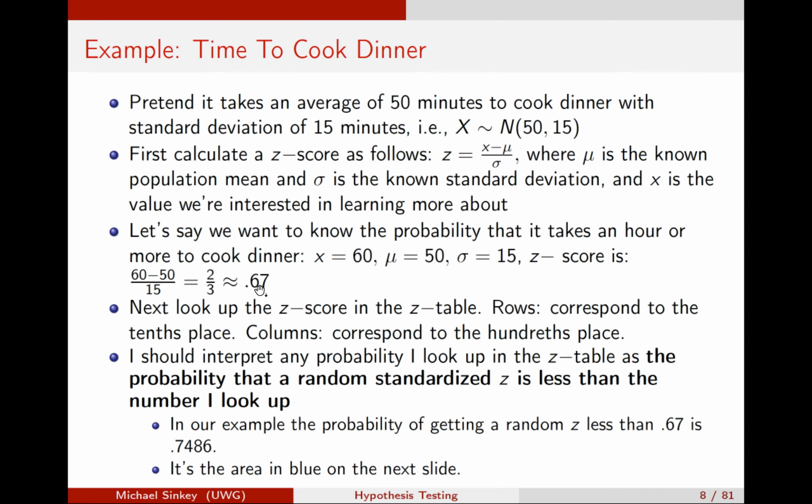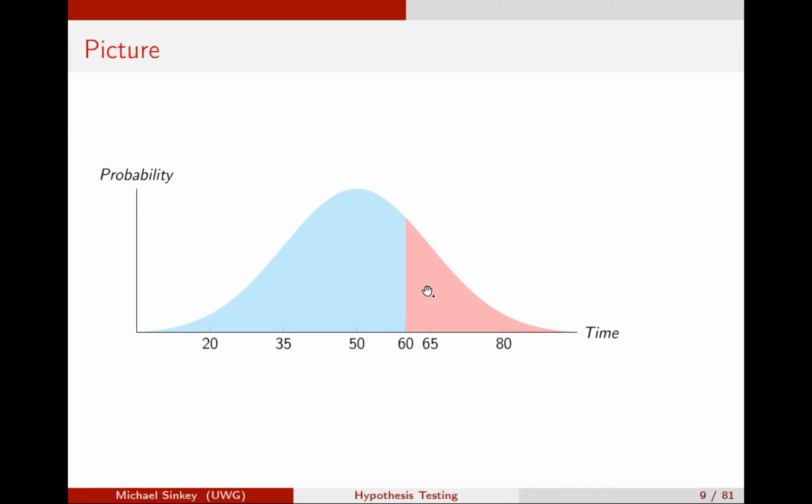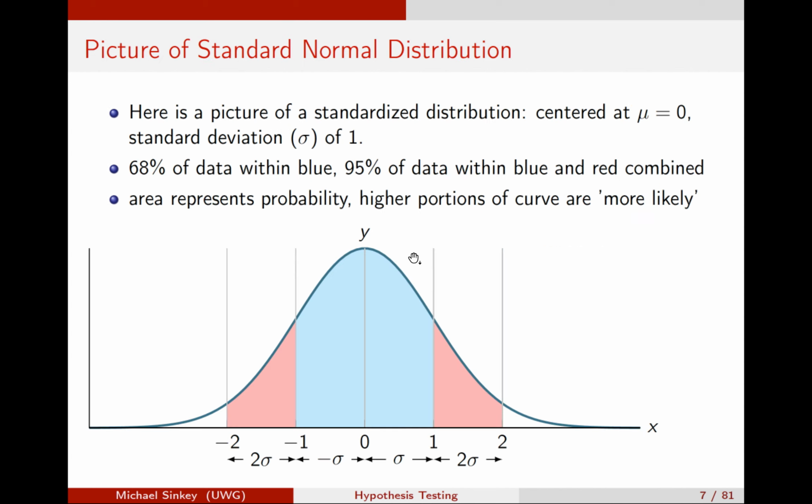And let me show it to you on the next slide. It's about here. Now, more than 60 is this area in red. So it's to the right of 0. 2/3 is closer to 1 than it is to 0. And I'm looking for an area to the right.